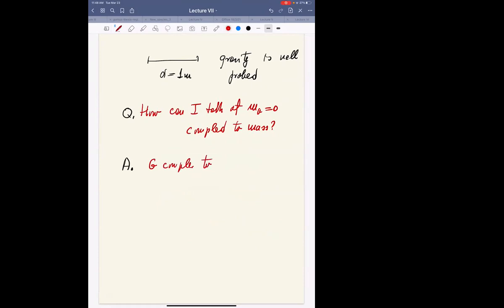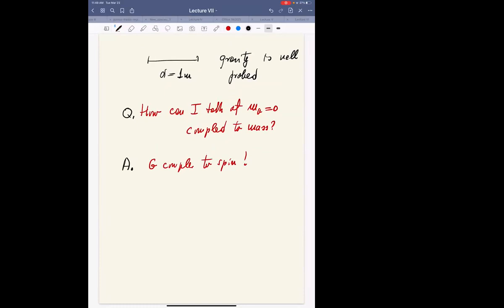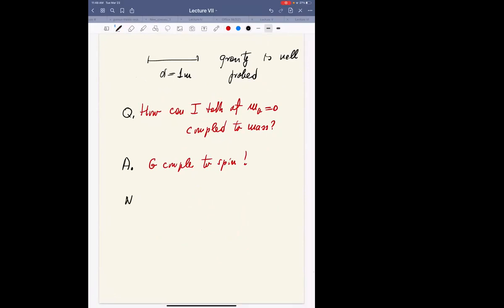Couples to spin, and then let me explain it. What I mean is the following. To understand, I'm asking about the static force. So I want to go to the non-relativistic approximation. Small momentum, let's take P equal to 0 to see what is going on.